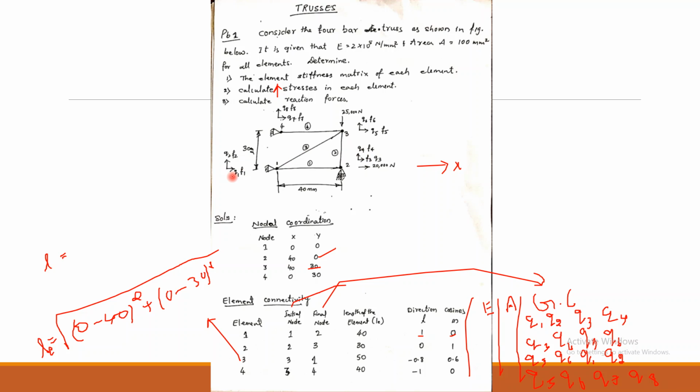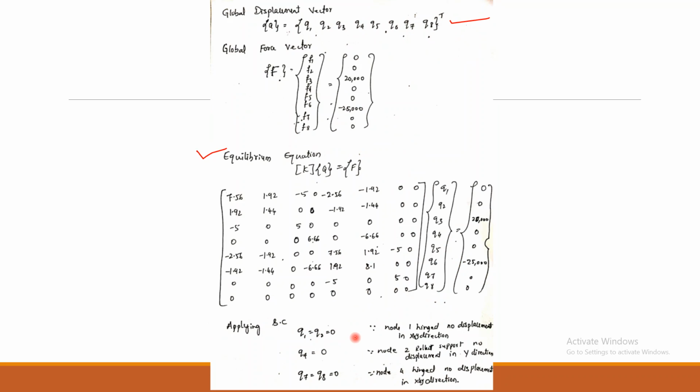So Q1 and Q2 are 0, Q4 is 0. This one is not at all restricted, it should have some values. And node 4 is also completely fixed. Therefore Q7, Q8 are fixed. So 1, 2, 3, 4, 5: five values I should eliminate from the given matrix. Okay, so Q1 should be 0.